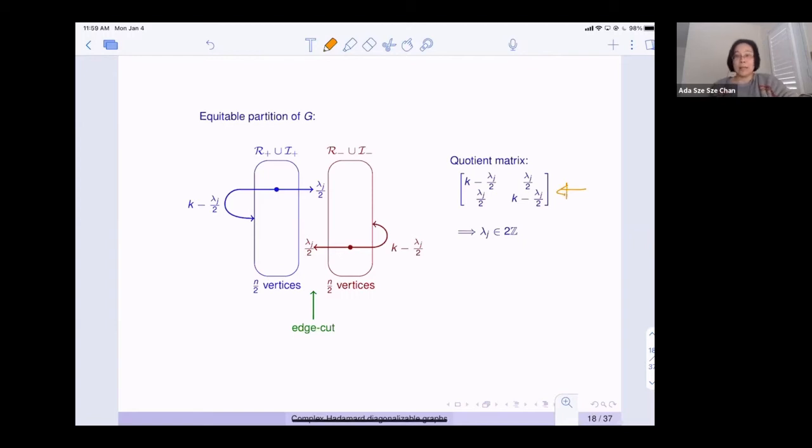So this is telling us that the eigenvalue that corresponds to any column that has only plus or minus 1 or plus or minus i entries has to be an even integer. So this is another consequence that we have. And then notice that we have a very neat edge cut here. In this edge cut, we have exactly half the vertices on the blue side and exactly half of the vertices on the red side.